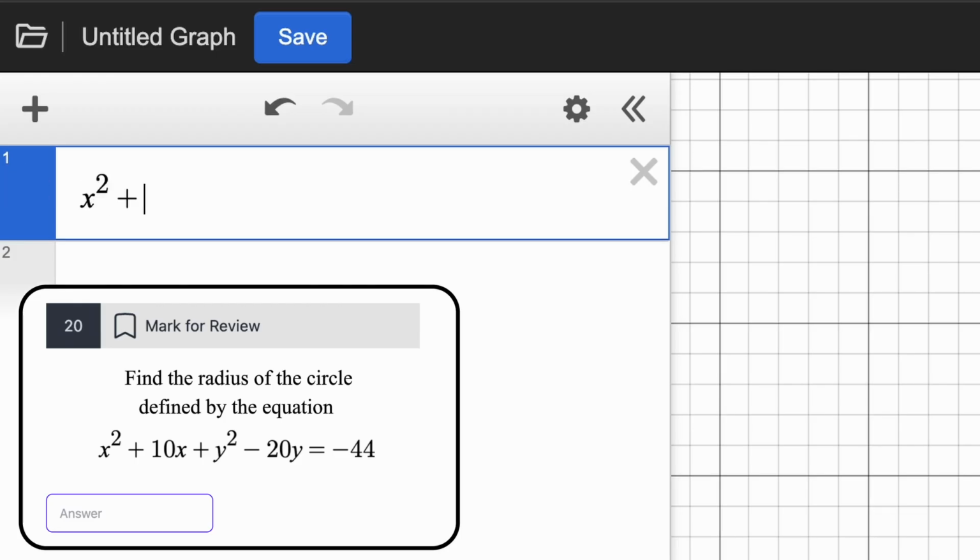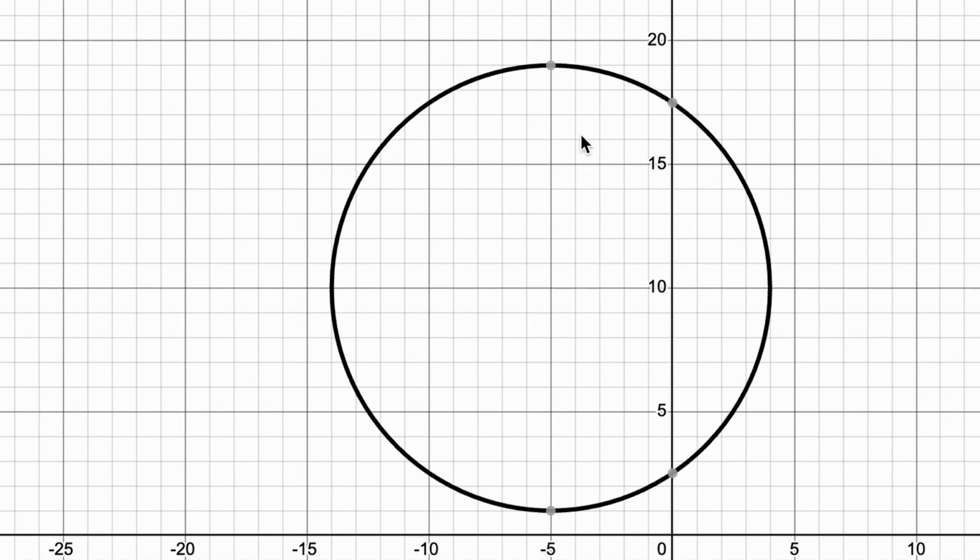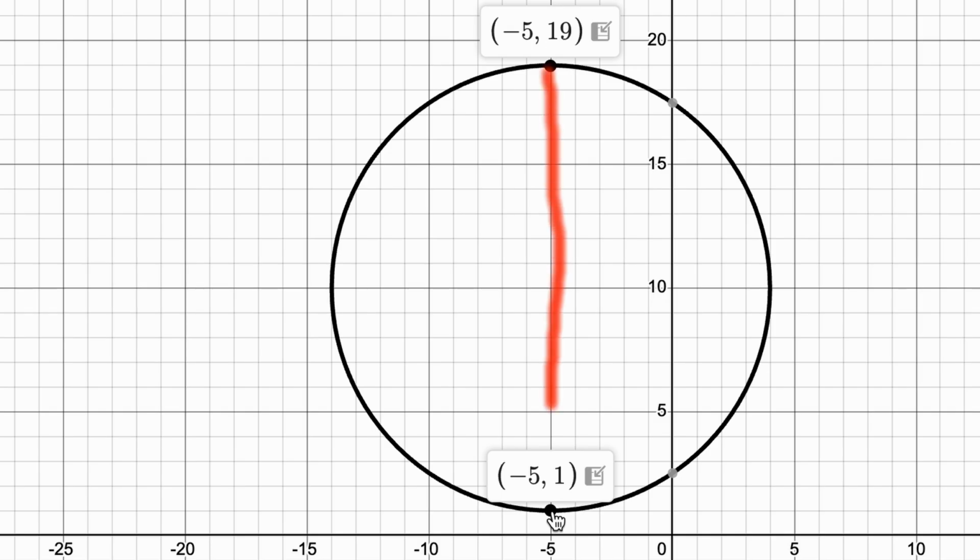Just like inequalities, you can solve circle questions just by plugging them straight into Desmos. Once you have a circle, bookmark the highest and lowest point because their distance gives you the diameter. Now, how do you find their distance?